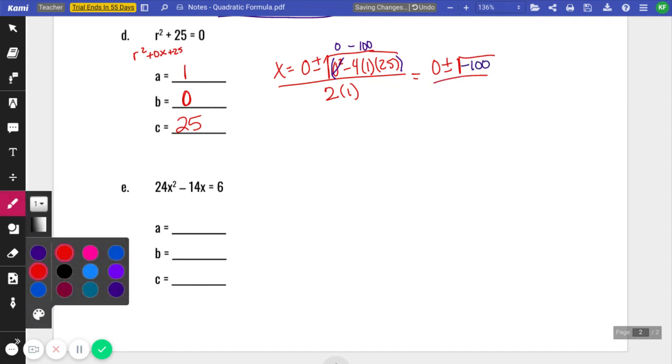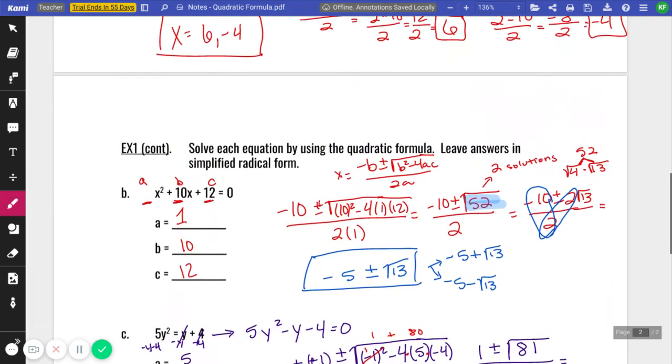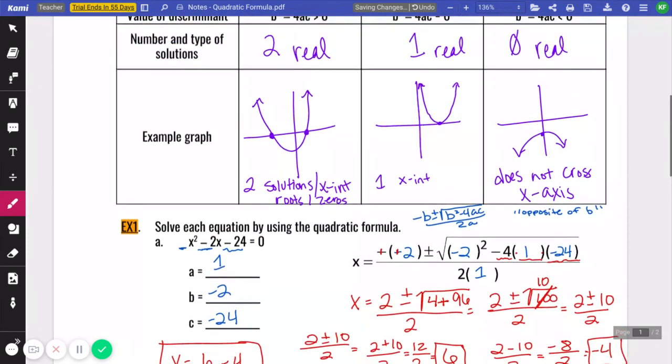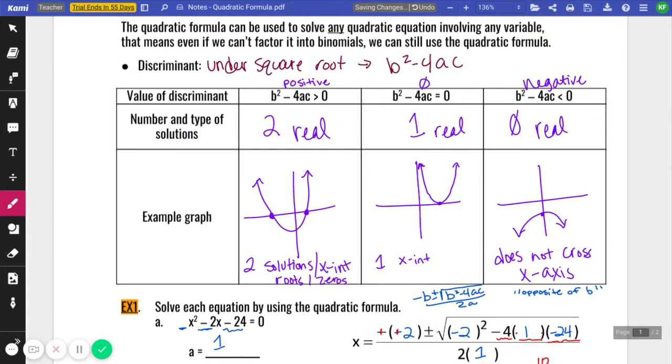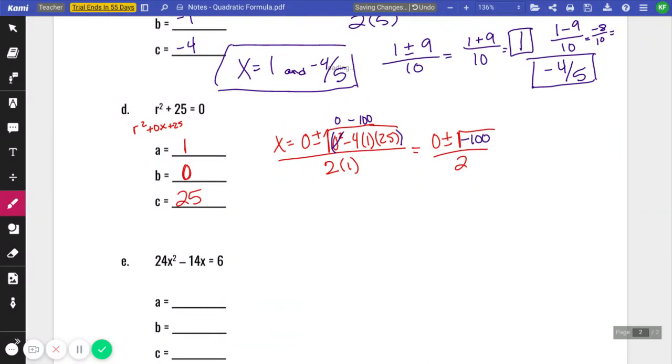And that should seem kind of strange to you. So I want you to think back up here where we talked about the discriminant. If my discriminant is negative, that means I'm going to have 0 solutions. It's not going to cross the x-axis. So if you notice that your discriminant is negative, you could stop right there and you would say that you have no solution. So this is an example of when we would have no solution.